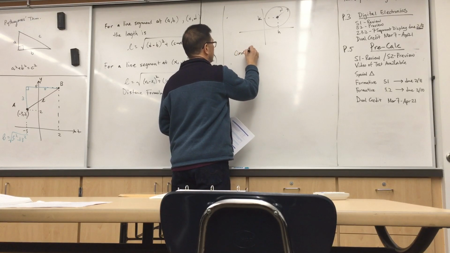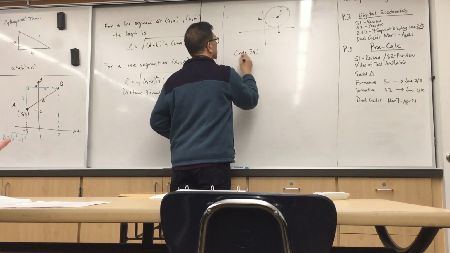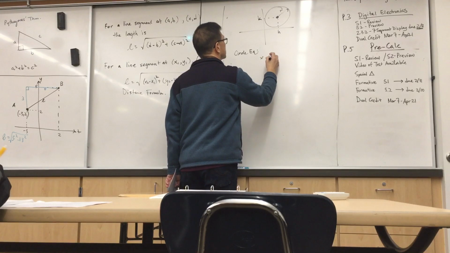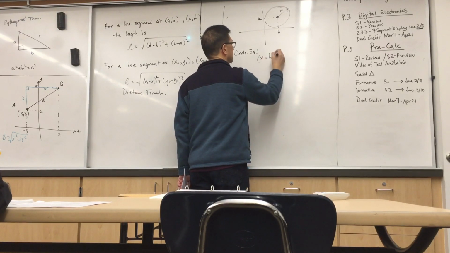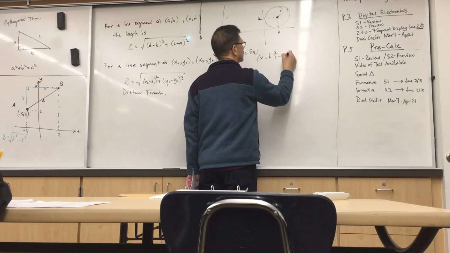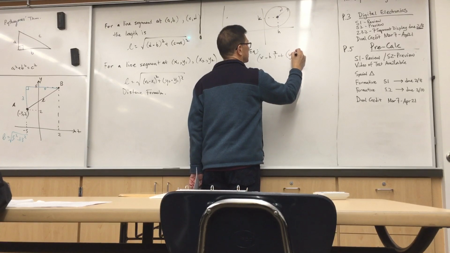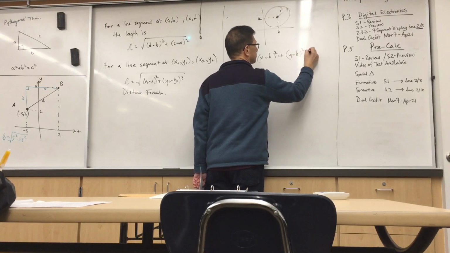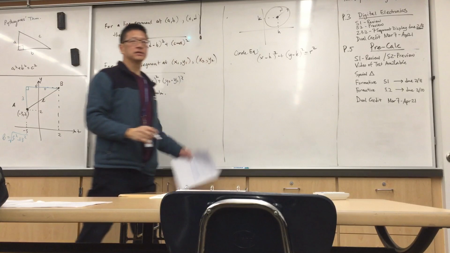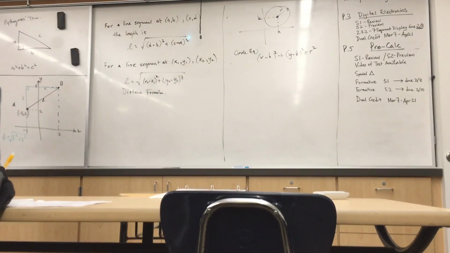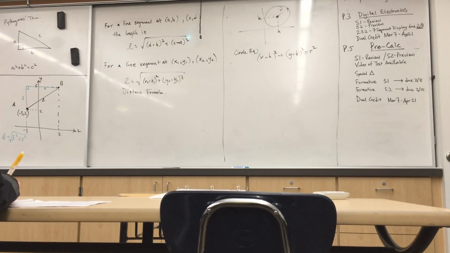circle equation is going to be x minus h squared plus y minus k squared is equal to r squared. Okay, so this is no surprise, right? This is all from AGS something or other. Okay. How come I don't remember this?